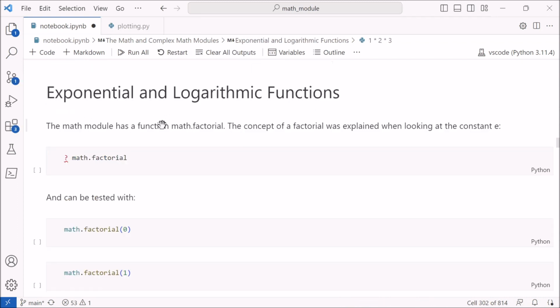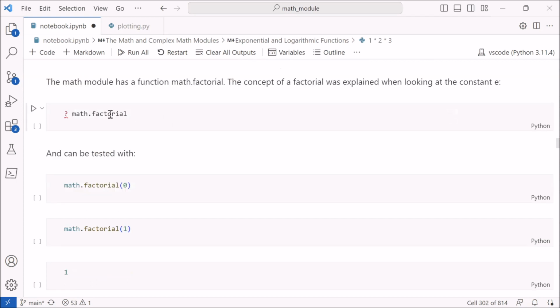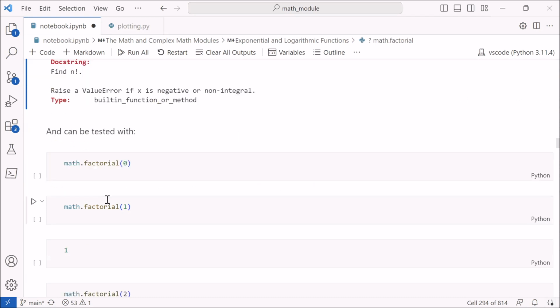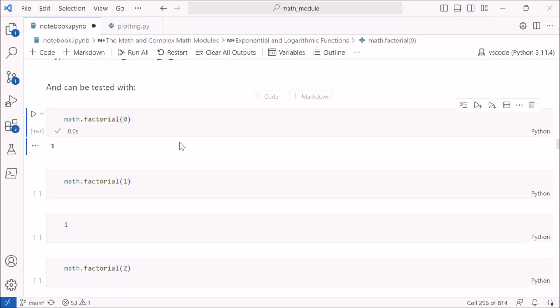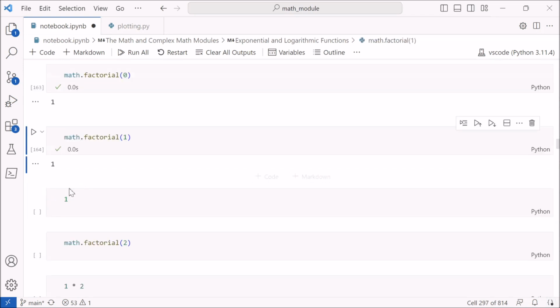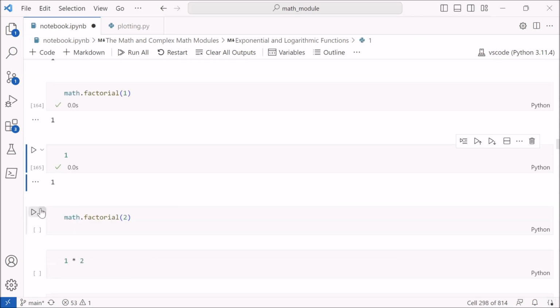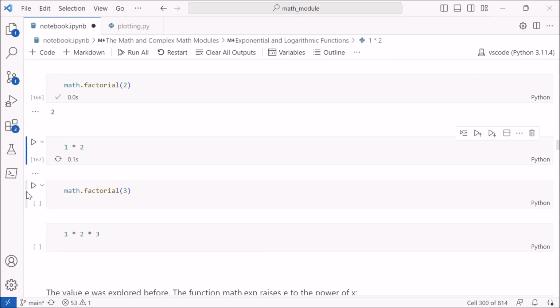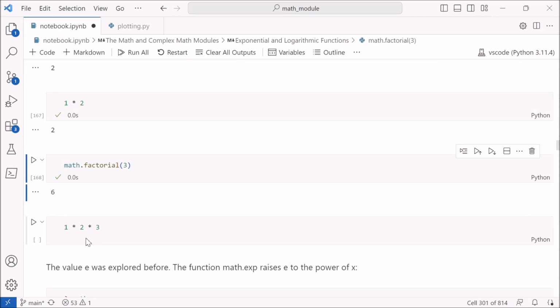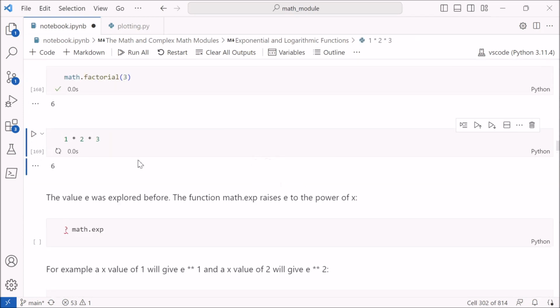So there's a number of exponential and logarithmic based functions. One of them is math.factorial, and we actually created our own version of this before. So recall that the factorial of 0 is 1, and it's not 0 because 0 multiplied by anything else would become 0, which would mean that every factorial would be 0. And the factorial of 1 is just 1. The factorial of 2, which is 1 times 2, is 2. And the factorial of 3, which is 1 times 2 times 3, is 6, and so on.